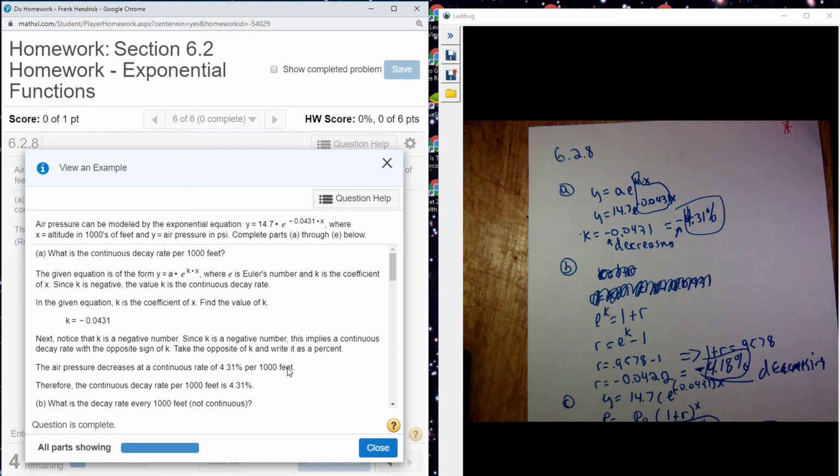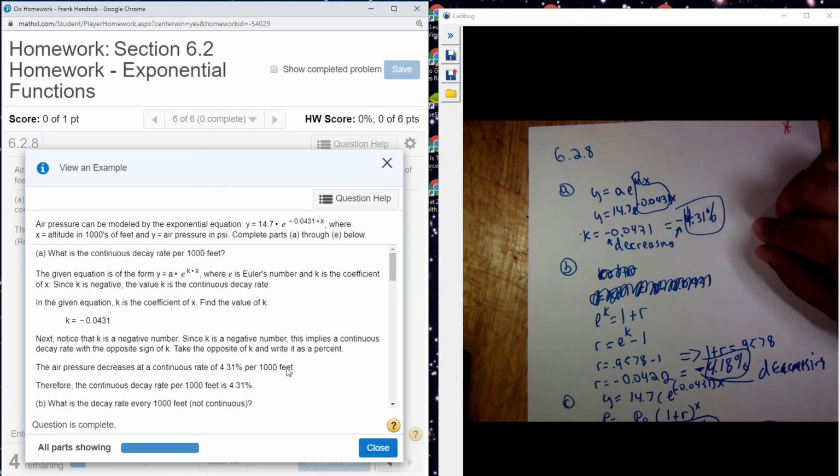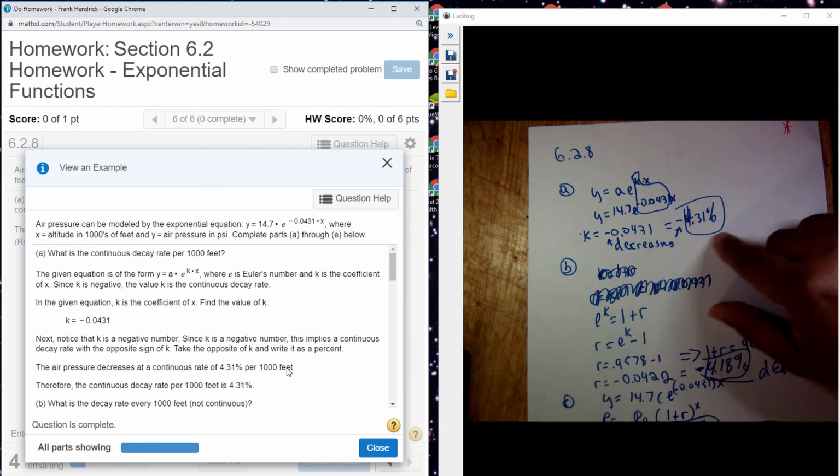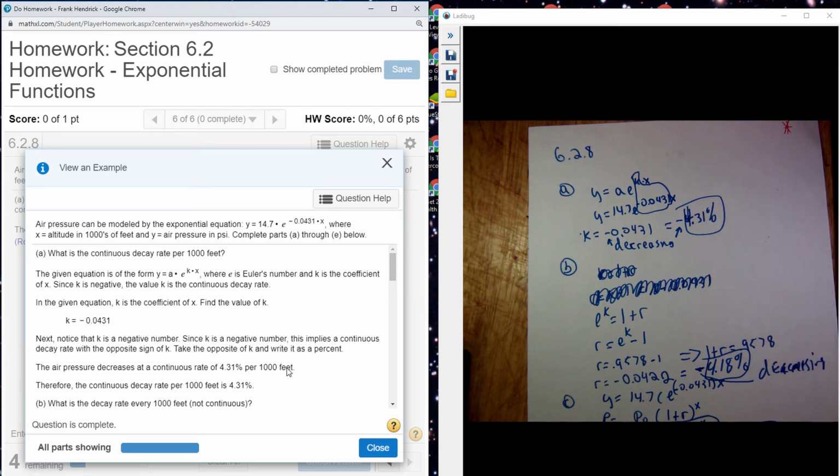So they want to know what is the continuous decay rate at 1,000 feet. Then they give you a hint there. They're looking for what the decay would be. So from inspection, when we look at it, we can identify what k is. You see it's negative there, so that means it's decreasing. And as a percent, that's going to be negative 4.31%. So it's decreasing. You wouldn't write the negative in there. You would just say it's decreasing at a rate of 4.31%.